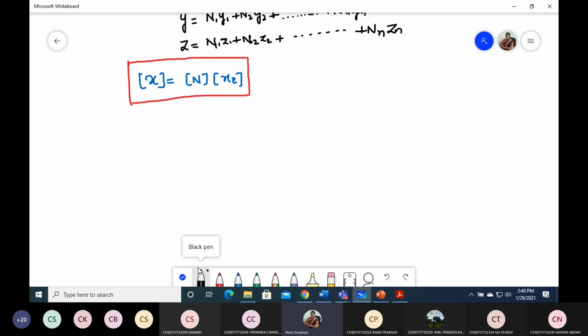Are we done? Did you write down? N is shape function and xe is the coordinates of nodal points of the element. Please give me a yes if you wrote it. Yes, ma'am.